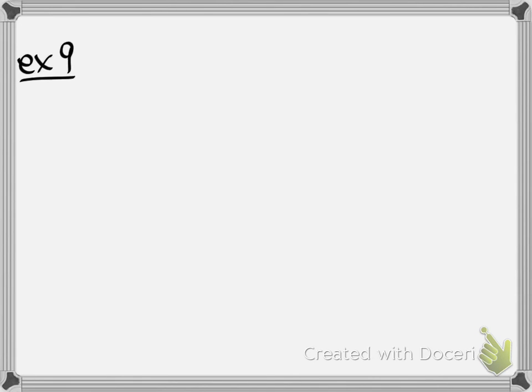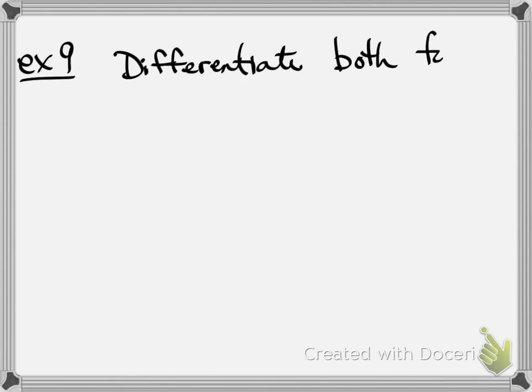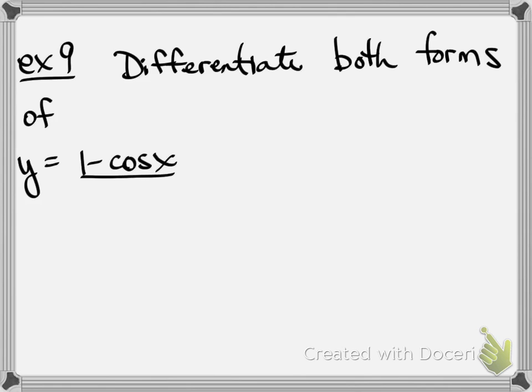All right, example 9. Differentiate both forms of y equals 1 minus cosine x over sine x equals cosecant x minus cotangent x. That just means take the derivative of both forms.